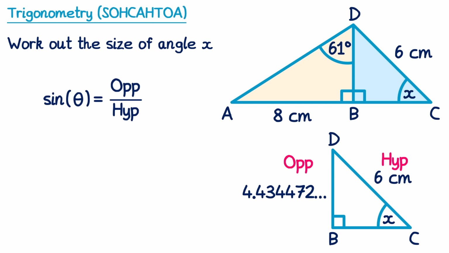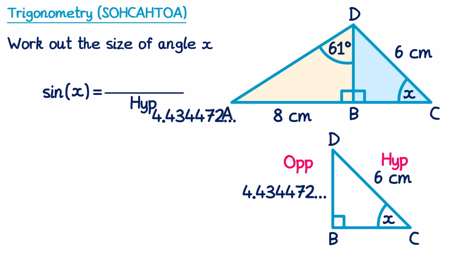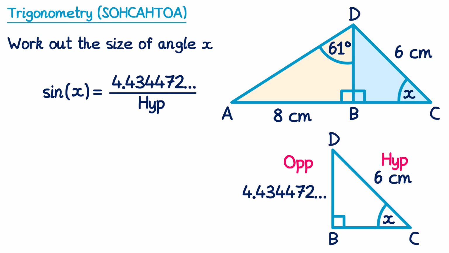Then if we substitute in the numbers, so theta is the angle, and in this case that's x. The opposite is that number that we worked out, 4.434472 and so on, and the hypotenuse is 6. So to find the value of x, we do the inverse sine of 4.434472 and so on over 6.